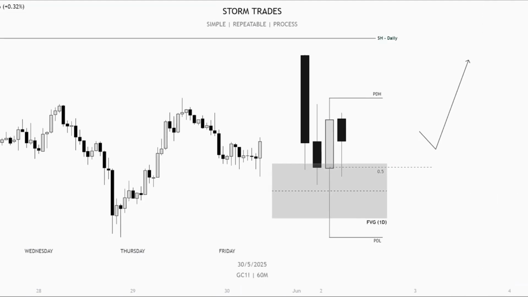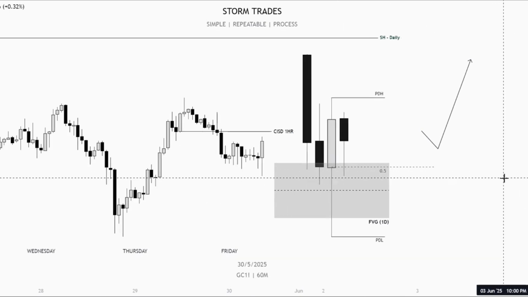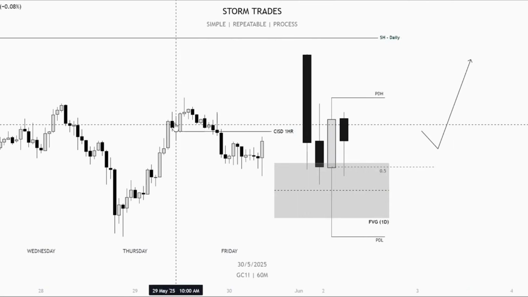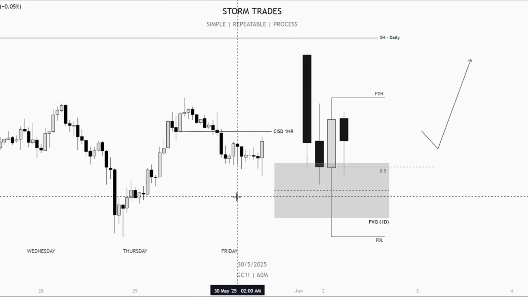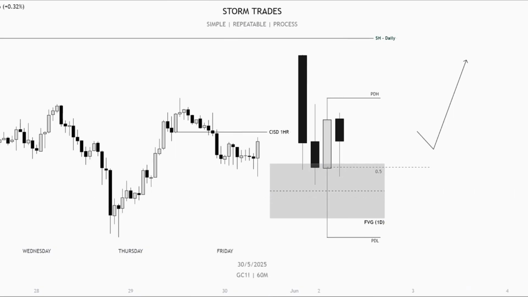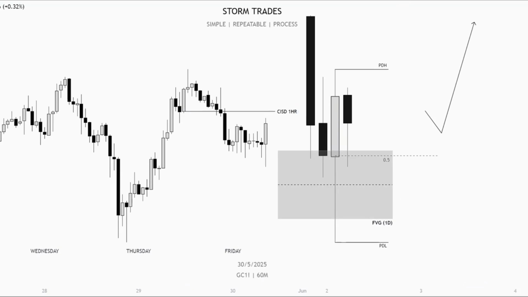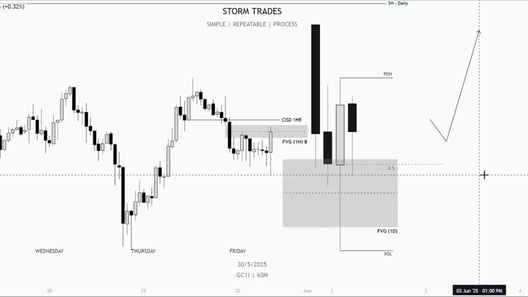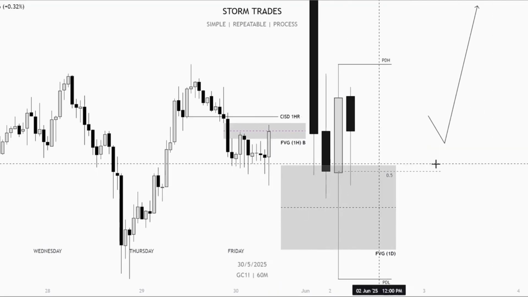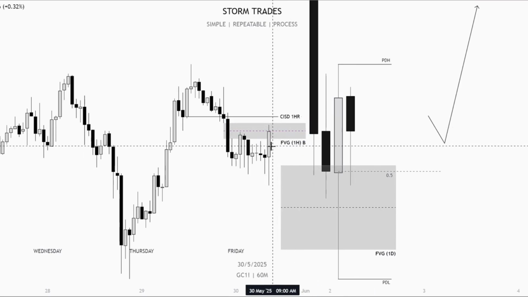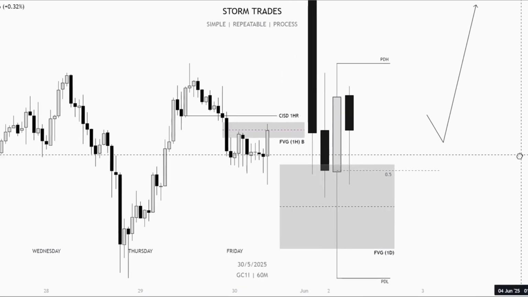disrespected. So right off the bat, I see we have a change in the state of delivery here. And I'm confirming that by the presence of this fair value gap. That's showing me the displacement. And in fact, when we look at where price currently is, when I'm starting my analysis, we were currently trading inside of this bullish hourly fair value gap.